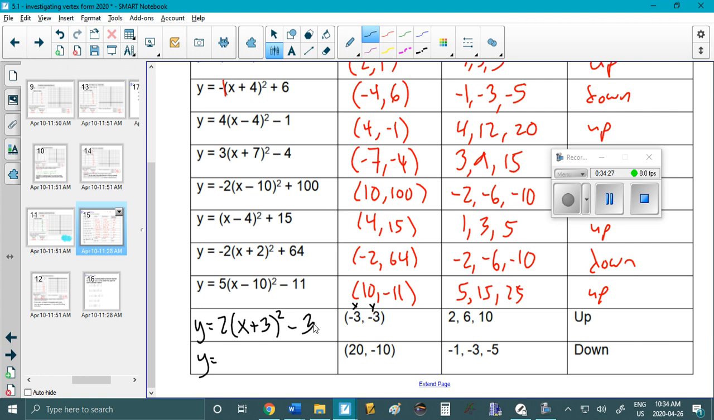The y value is at the end. The x value is here with the sign changed. And I would really like, if you could pause, try this last one, and then check the answer. So please do that now.